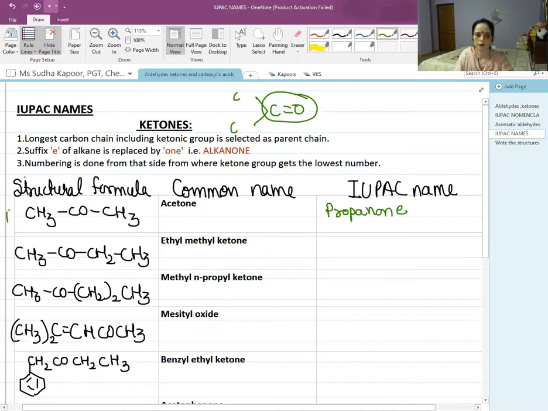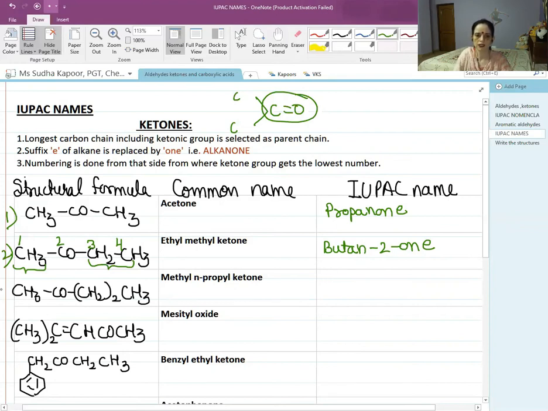Now the second example. Total 4 carbons are there, and the CO is present on the second one. In common terms, we call it ethyl methyl ketone, following the alphabetical order. But in the IUPAC, we move according to the lowest number as well as the longest chain. So it is butan-2-one, but it can also be called butanone, because in the case of butane, the second is the only position where the ketone can be placed.